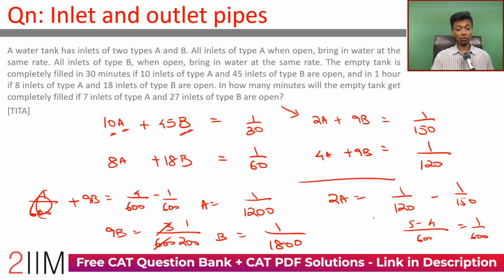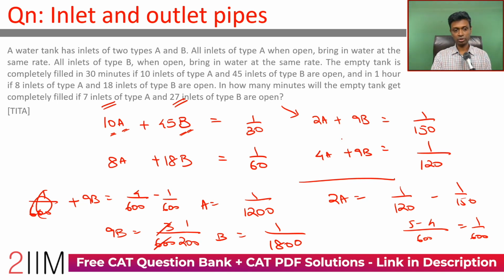A fills at the rate of 1 by 1200 per minute. B fills at the rate of 1 by 1800 per minute. 1 by 1200 of the tank, 1 by 1800 of the tank. In how many minutes will the empty tank get filled if 7 inlets of type A and 27 inlets of type B are there? 7 and 27.